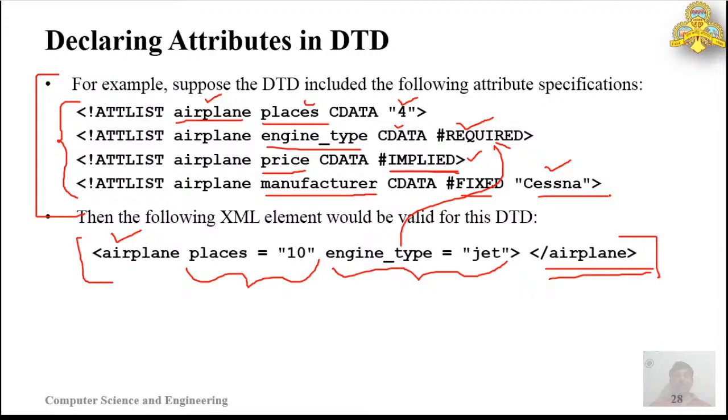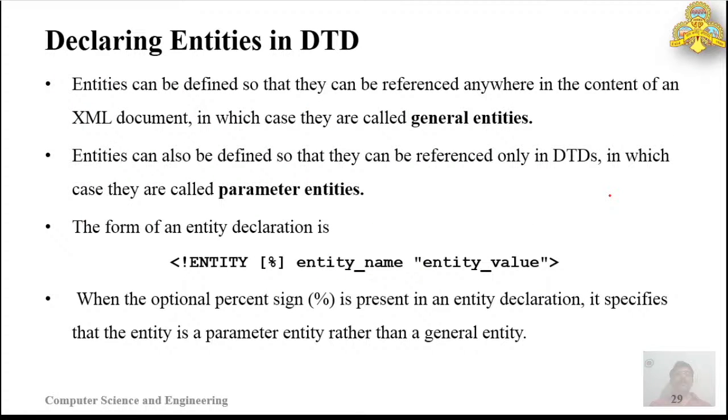Declaring entities is another option in the DTD file, that is the document type declaration, and entities can be referenced anywhere in the content of the XML document. So document entities can be utilized in our XML document, and generally they are called general entities. These entities can be textual data, images, audios, or any other long string information that can be used repeatedly within the XML file.